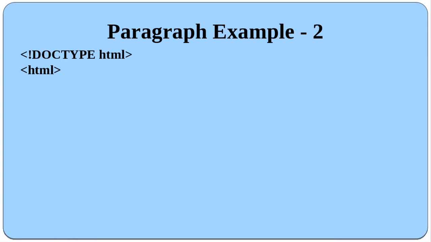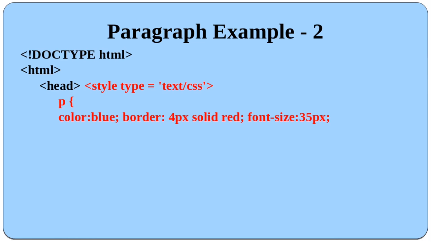Let's take another example. Here I want to increase the font size of the paragraph text to 35 pixels. For that, I make use of font size property, font hyphen size colon 35 pixels, 35 px. So you don't give any space between this 35 and px. If you give space, then it will not work out. So 35 px as a single word.